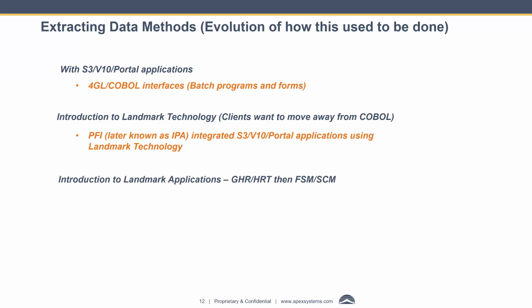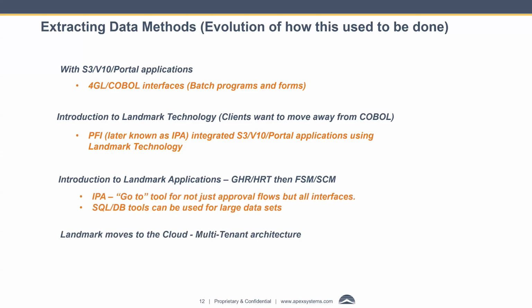Then came the introduction to landmark applications. First there was the GHR or HR talent as we now know it, applications which started to replace some of the 4GL version 10 applications in Infor. Then came finance and supply chain after that. But IPA was still the go-to tool, not just for approval flows, but all interfaces.